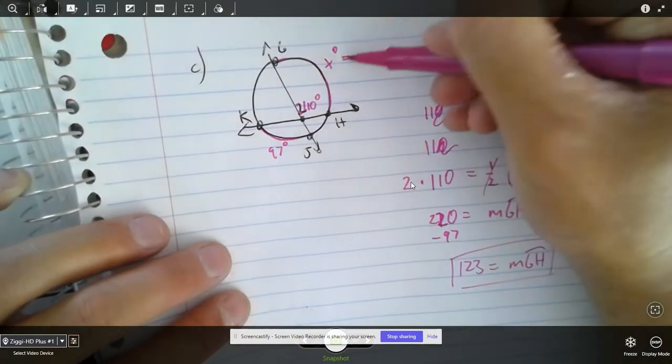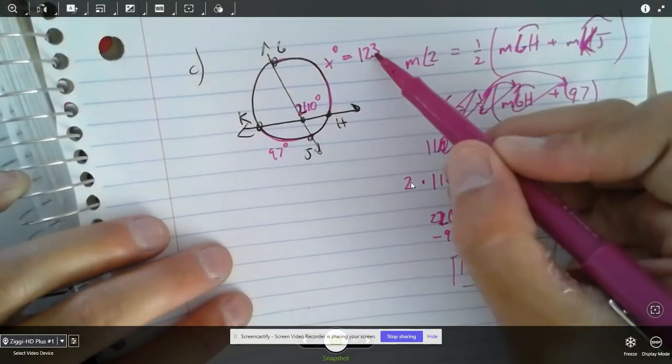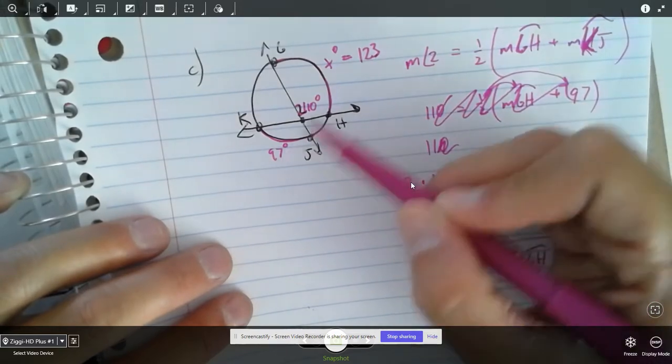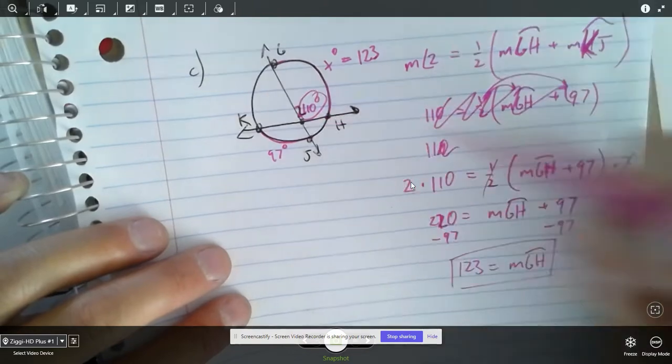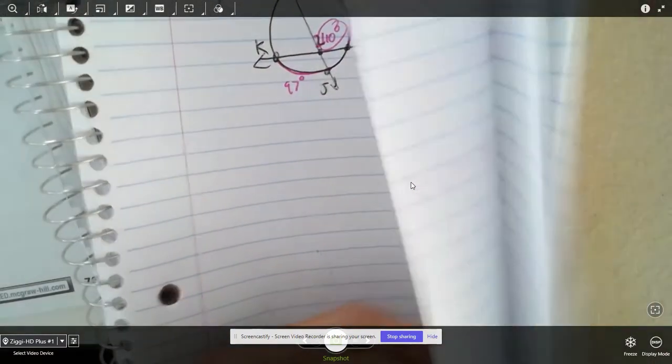X degrees is 123. And that makes sense. I bet you, if you did 123 plus 97 and divided it by 2, you should get 110. That's how you can check to see if your answer is correct. And I know I'm correct. Trust me. Okay, more examples.